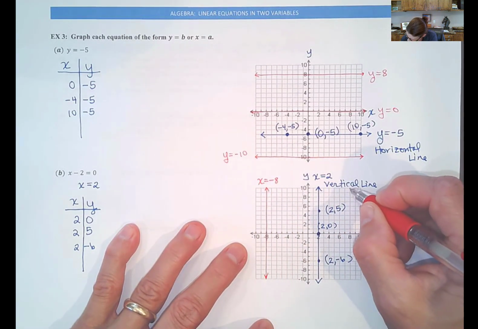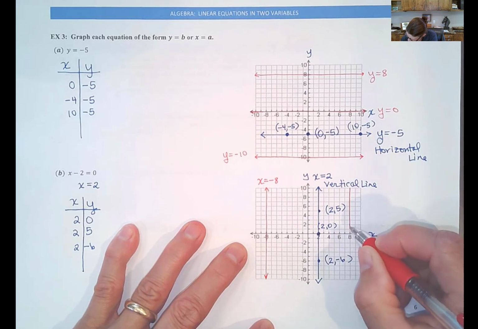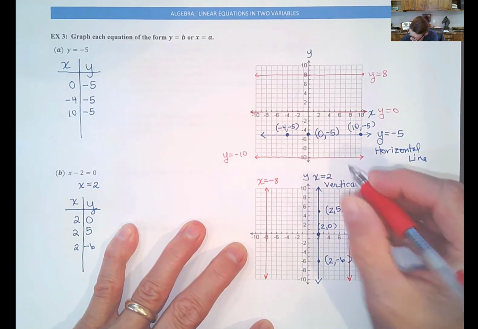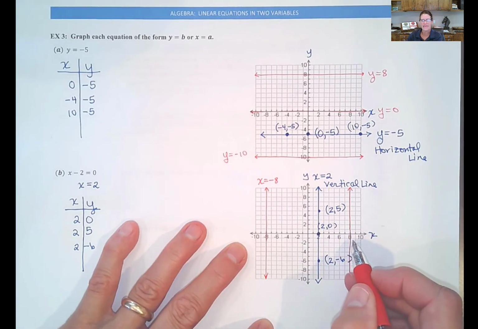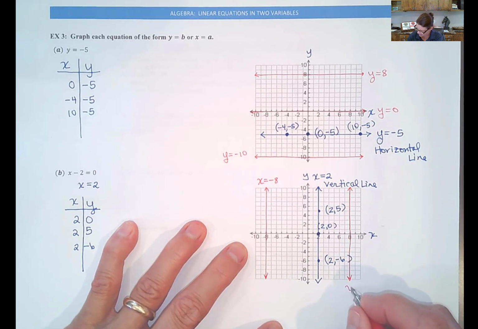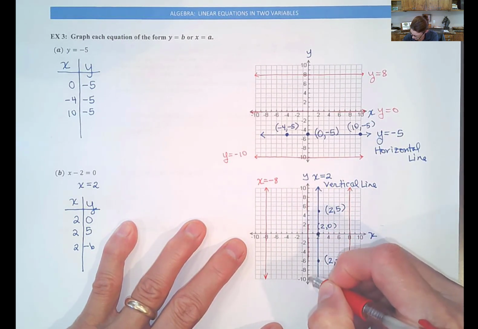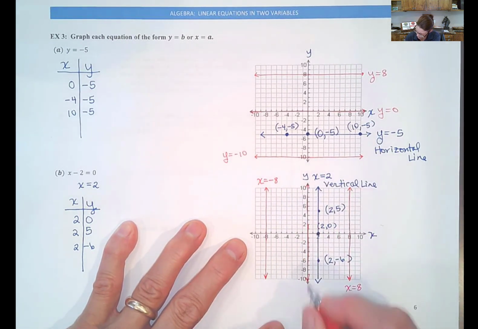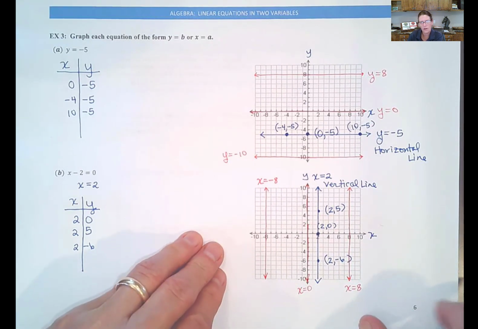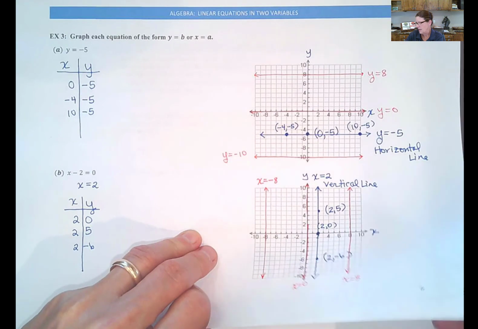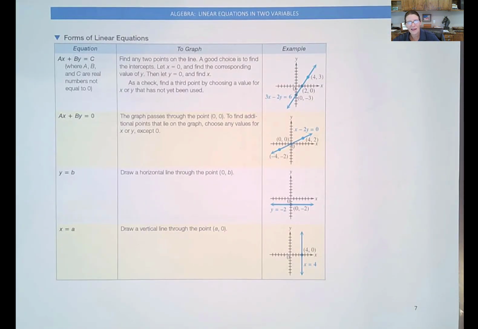Now, if we graph the vertical line that slices through +8 on the x-axis, that's the graph of x equals 8. The y-axis itself is a vertical line with the equation x equals 0. All vertical lines have an equation that looks like x equals some number.